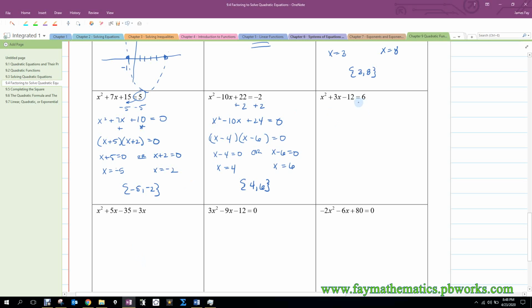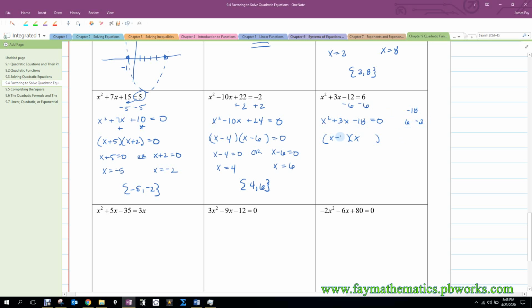Same steps. So I'll subtract 6. X squared plus 3x. Now negative 12 minus 6 gives me negative 18. So we'd be looking at what? 6 and 3. So I'm looking at negative 18. 6 and 3 multiply together give me 18. One of them's got to be negative to give me negative 18. And to add to 3, this one's got to be the negative one.